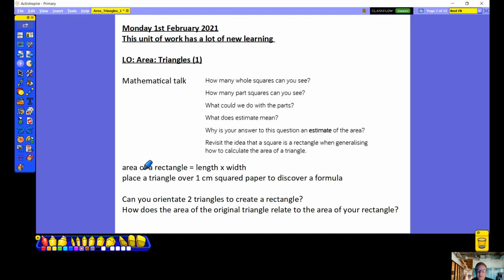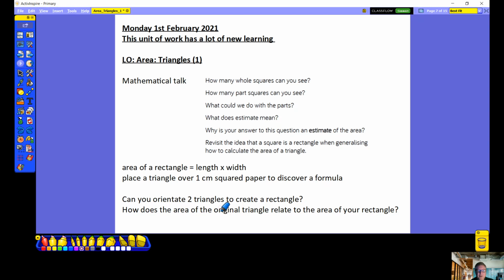Last week I asked you this. Area of a rectangle is length times width. And then I said, place a triangle over 1 centimeter squared paper to discover the formula. I wonder how many of you did that. Tom, did you do that? Can you hear me? Alex? Johnny? Anyone else?